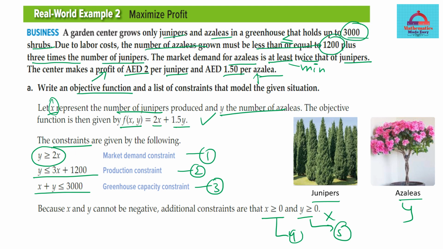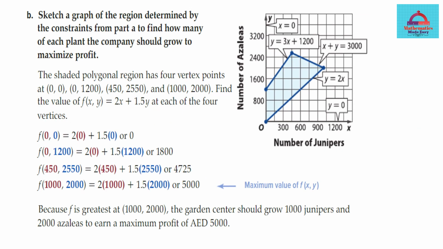So in part 2, we will do the graph. So now we do the graph where on the x-axis we put the number of junipers. On the y-axis we put the number of azaleas. So we take the scale and plot the points accordingly. When you sketch the graph, the shaded polygonal region will have 4 vertex points, as you see 1, 2, 3, 4. At each of these points, you calculate your objective function. Put 0, 0, 0, 1200, 450, 2250, 2550 and this point, and when you substitute, the following 4 values will come.